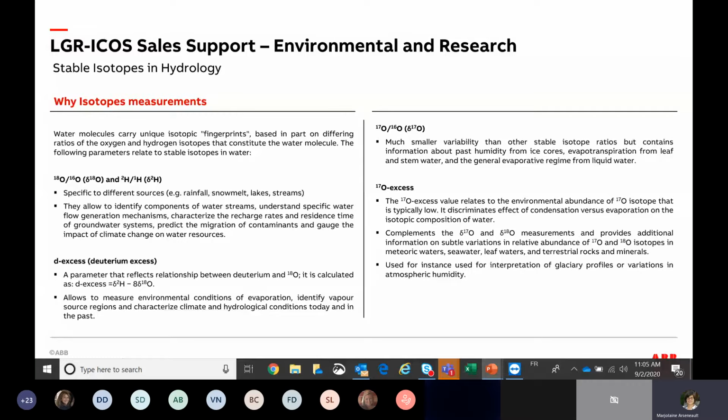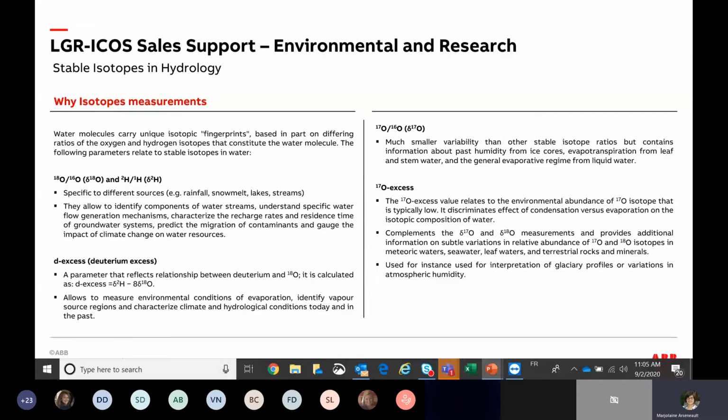The ratio of one or the other is specific to different sources: rainfall, snowmelt, lakes, streams. So it allows us to identify components of a water stream, understand specific water flow generation mechanisms, characterize the recharge rate and residence time of groundwater systems, predict the migration of contaminants, and judge the impact of climate change on water resources.